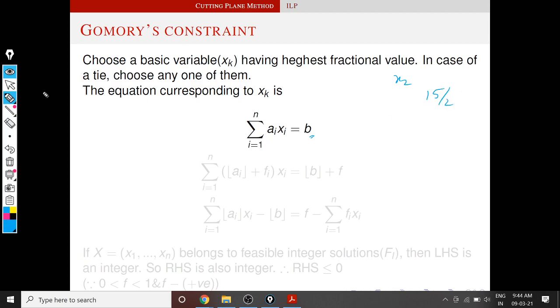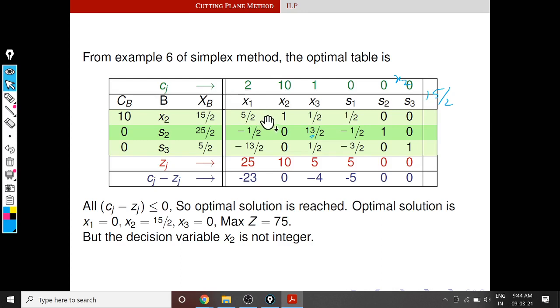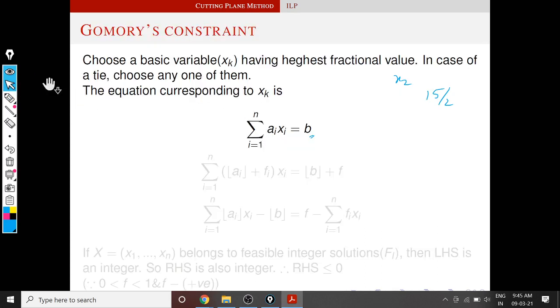Okay, how to form this equation? This is very easy. This equation is this one: 5/2 x1 plus 1 x2 plus 1/2 x3 plus 1/2 s1 equal to 15/2. That is the equation corresponding to the basic variable x2.